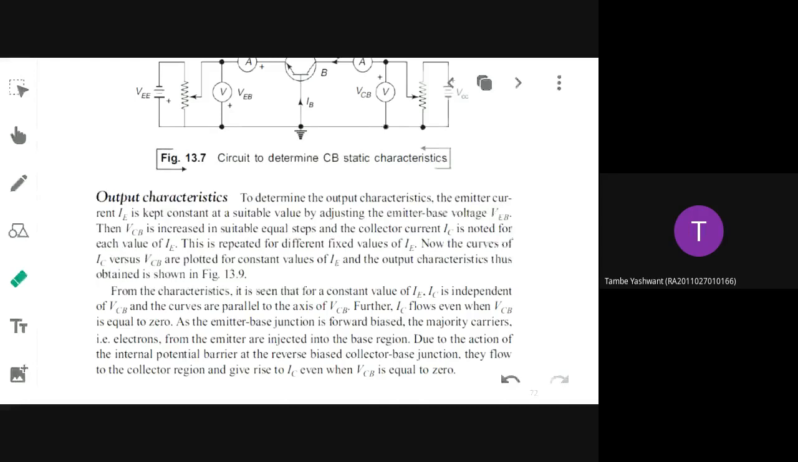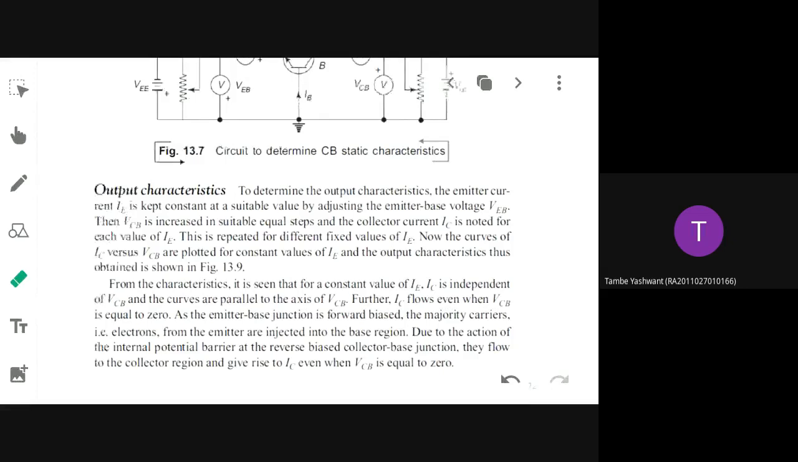This is because of the internal region of operation only. The region of operation is explained here. Why IC is present even when VCB is equal to 0 is explained by this paragraph. So what is given in the paragraph? The emitter base junction is forward biased, so the majority charge carrier electrons from the emitter are injected into the base region. Due to the action of the internal potential barrier at the reverse biased collector base junction, they will bypass the base and directly flow into the collector region, which gives rise to IC, even when VCB is equal to 0. That's why the sharp increase in IC happens and then it becomes constant. Understood?